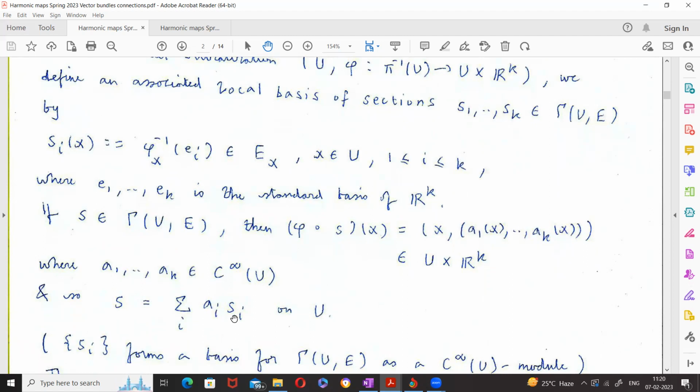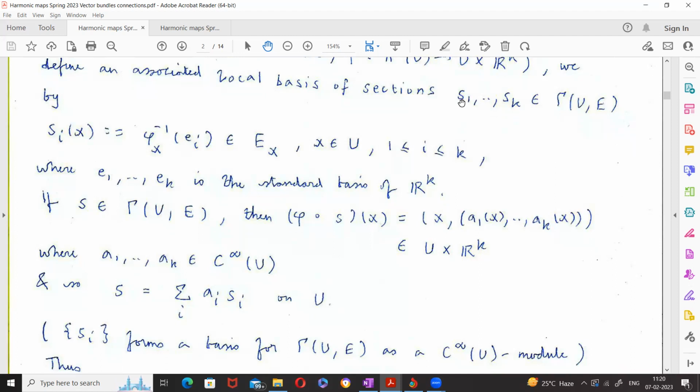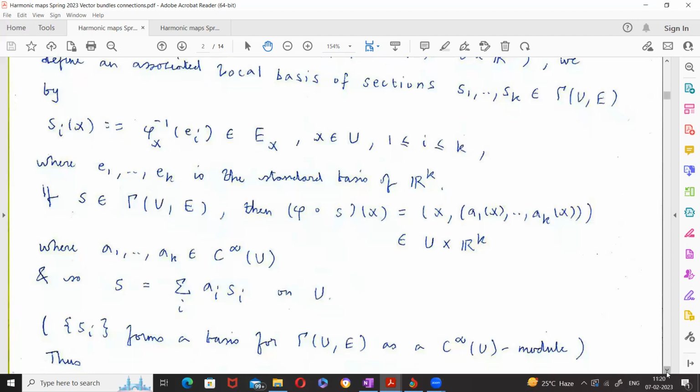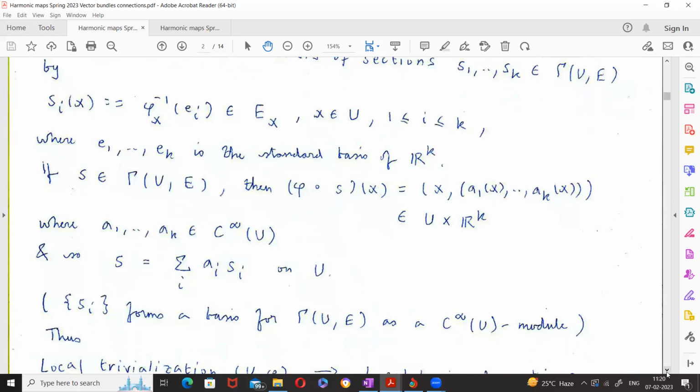Okay. So that means that this local basis of sections s_1 to s_k forms a basis for the vector space of sections over U as a module over C infinity(U), right? We can multiply sections by functions on U, and as a C infinity(U) module, this local basis of sections forms a basis for the vector space of sections over U. Is that clear? Any questions?